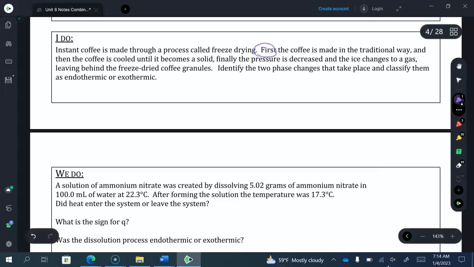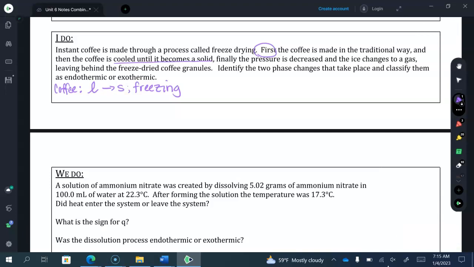Well, it tells us first the coffee is made the traditional way and then is cooled until it becomes a solid. So coffee, our first one, goes from a liquid to a solid, and we call that freezing. Well, you're cooling your system or removing energy from your system when you freeze something, so that is an exothermic process. And so when we are saying our system, coffee is our system, and everything else would be the surroundings.